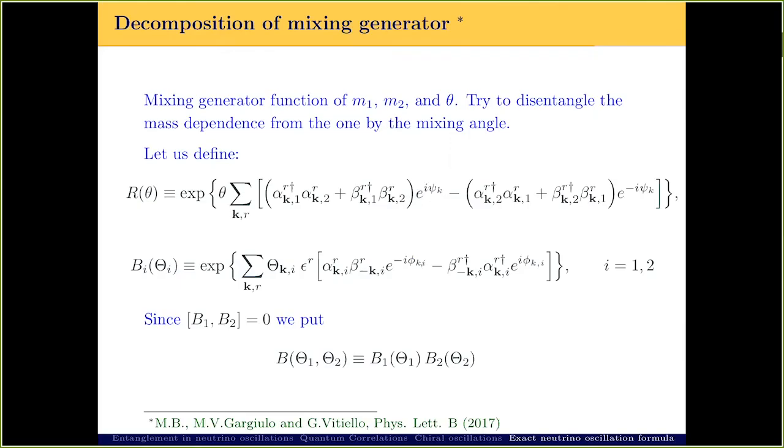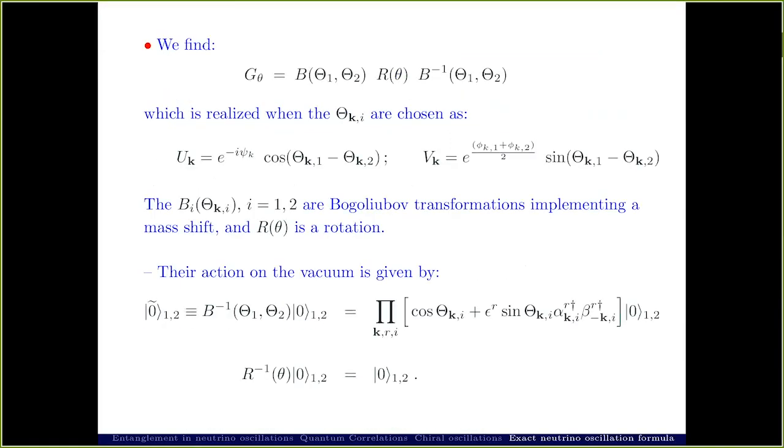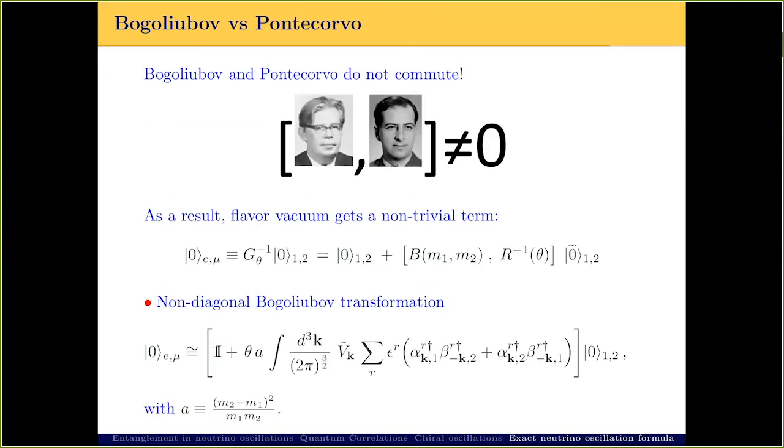This is the rotation, and this is the Bogoliubov transformation. The key point, and this is the generator we found there, we can write in terms of this elementary algebraic object. The key point is that these two transformations don't commute. So Bogoliubov and Pontecorvo don't commute. If you expand this vacuum, you find the first term, which is analogous to BCS, but you see, this is different couples. So this is somehow creating some problems with Lorentz invariance. We analyzed this in another context, but that's not the talk of today.